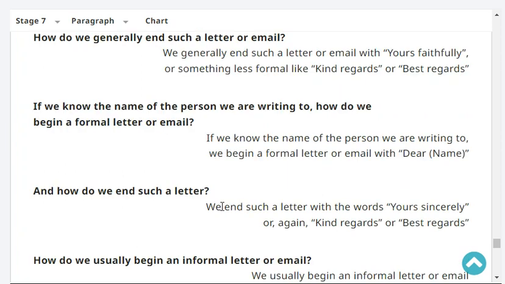If we know the name of the person we're writing to, how do we begin a formal letter or email?